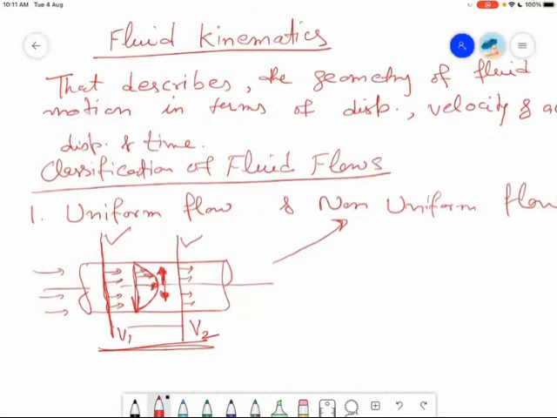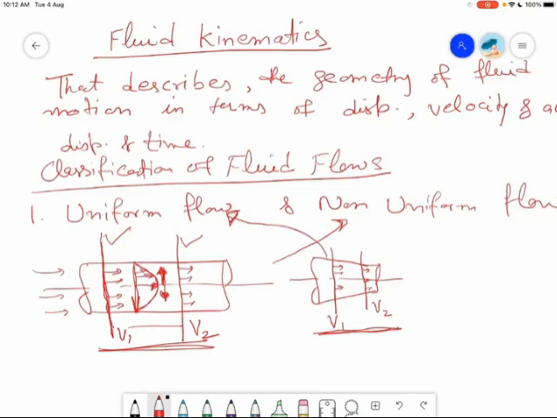You have the pipe like this. In this case, here along the cross section the velocity is v1. Here along the cross section, the velocity is v2. If along the vertical section the velocity is same, then that is also a case of uniform flow.